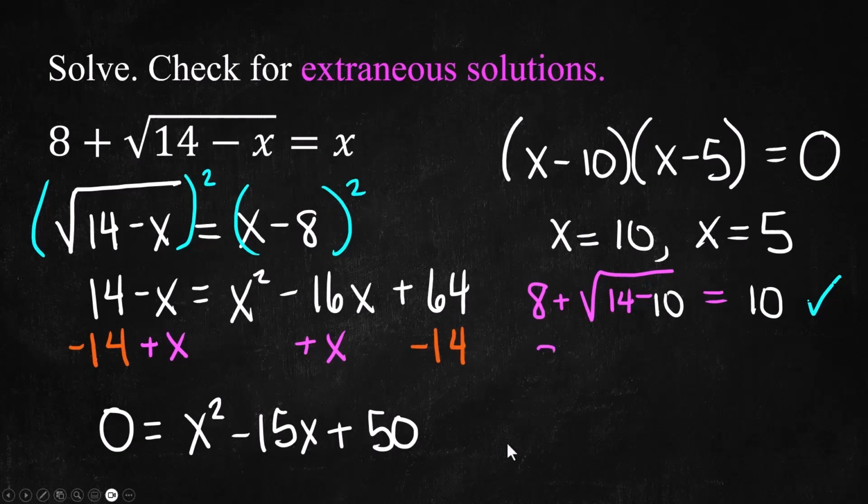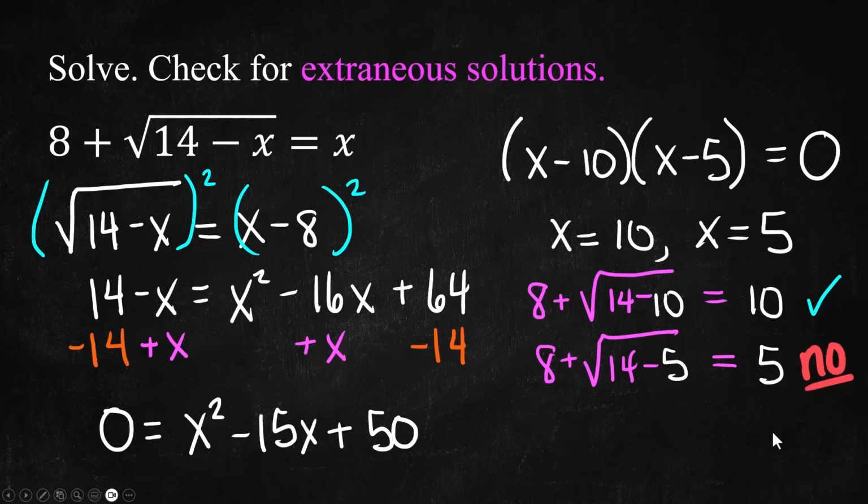Let's plug the 5 in. I get 14 minus 5, that's 9. The square root of 9 is 3. 8 plus 3 does not equal 5, and that's what they mean by extraneous solution. When you're solving quadratics, you can get one that's not going to work. So you only have one solution here, and that is x equals 10.